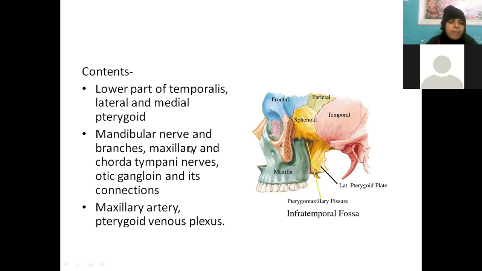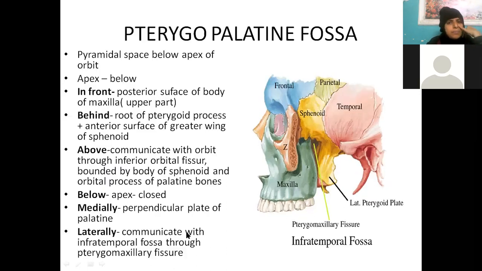Here we also have the mandibular nerve, maxillary nerve, chorda tympani nerve, and otic ganglion. Sometimes try to remember them better; very rarely they may ask for 3 marks. We also have the maxillary artery here in the pterygoid venous plexus. This is the pterygopalatine fossa.